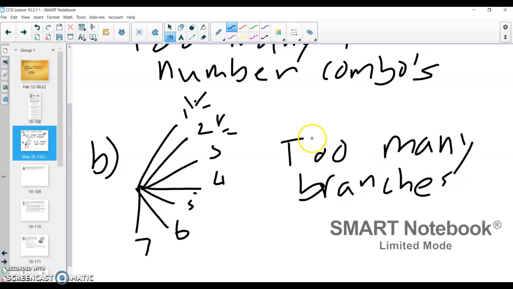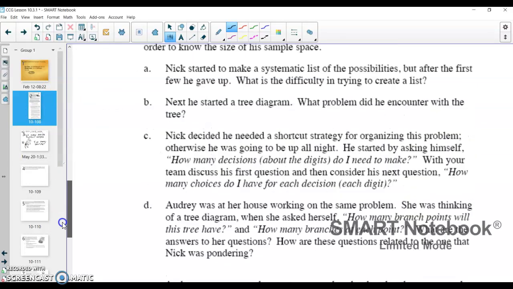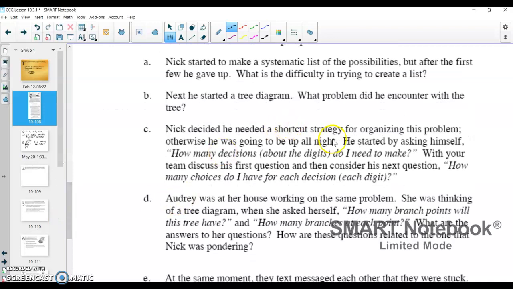Too many branches for the tree diagram. So again, a tree diagram is not the way that we're going to go about doing these kind of problems. So we keep moving on. It said, Nick decided he needed a shortcut strategy for organizing this problem, otherwise he was going to be up all night working on it.